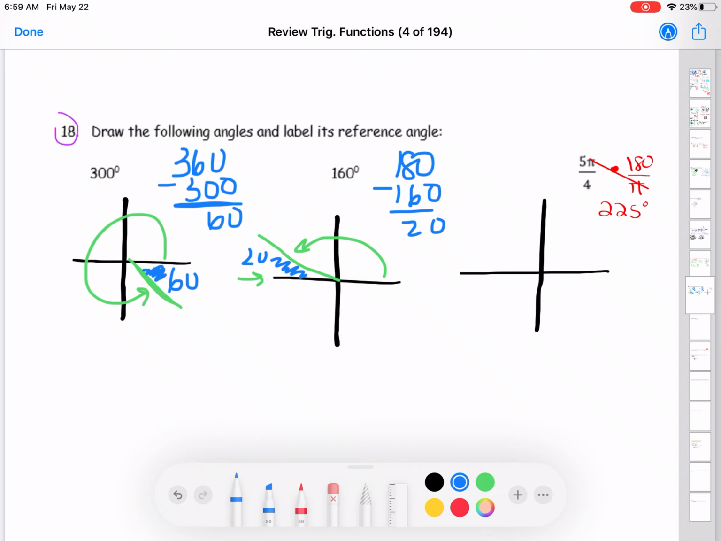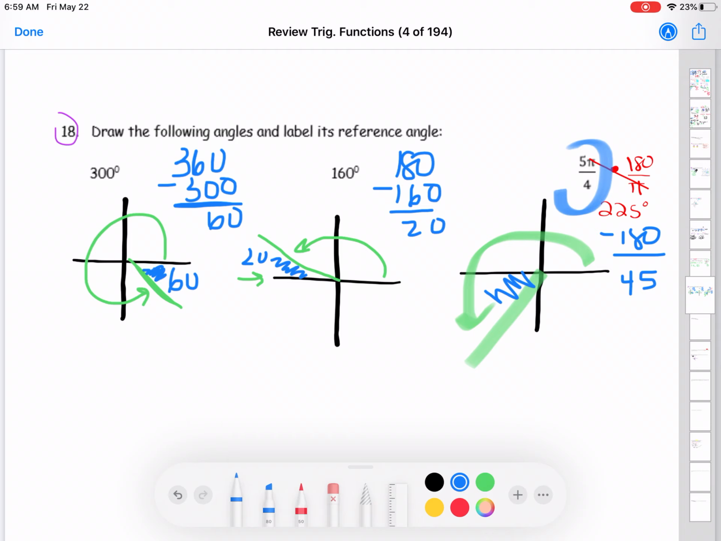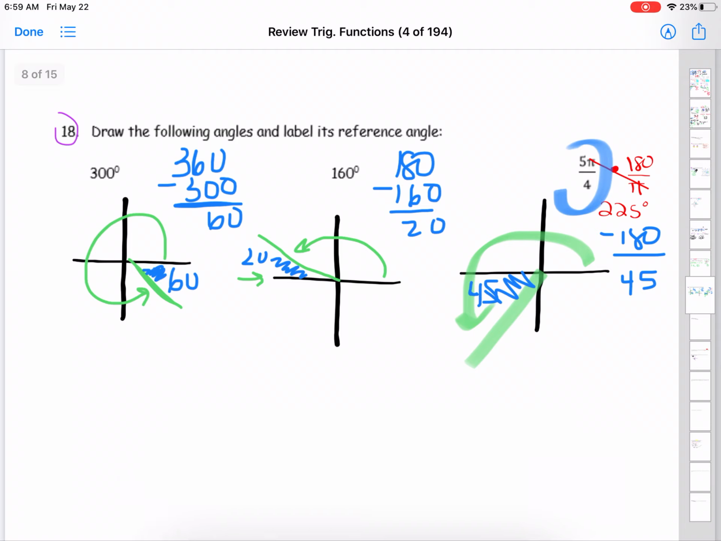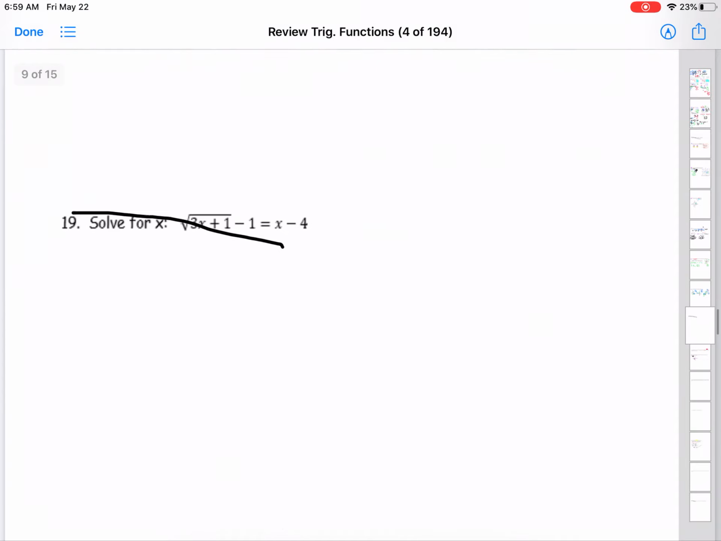And now I gave you a radian measure. So if I give you a radian measure, we have to convert first. So 225, oopsie, is going to land about here. So my reference angle, so I'll do 225 minus 180, and I'm left with 45. Okay, so just a little practice with reference angles.